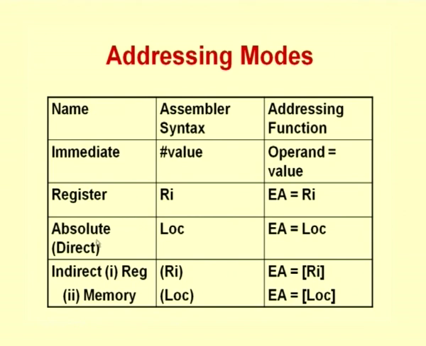Then we talk about the absolute or direct addressing mode. It is either called direct addressing mode or absolute addressing mode, in which the memory location is specified. So, the effective address is the location that is specified directly in the instruction.